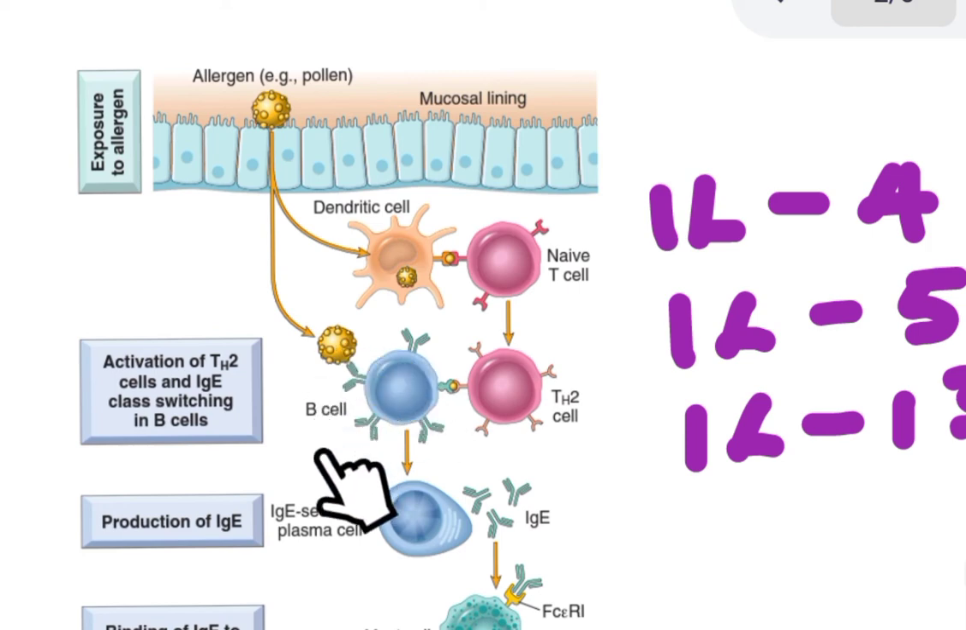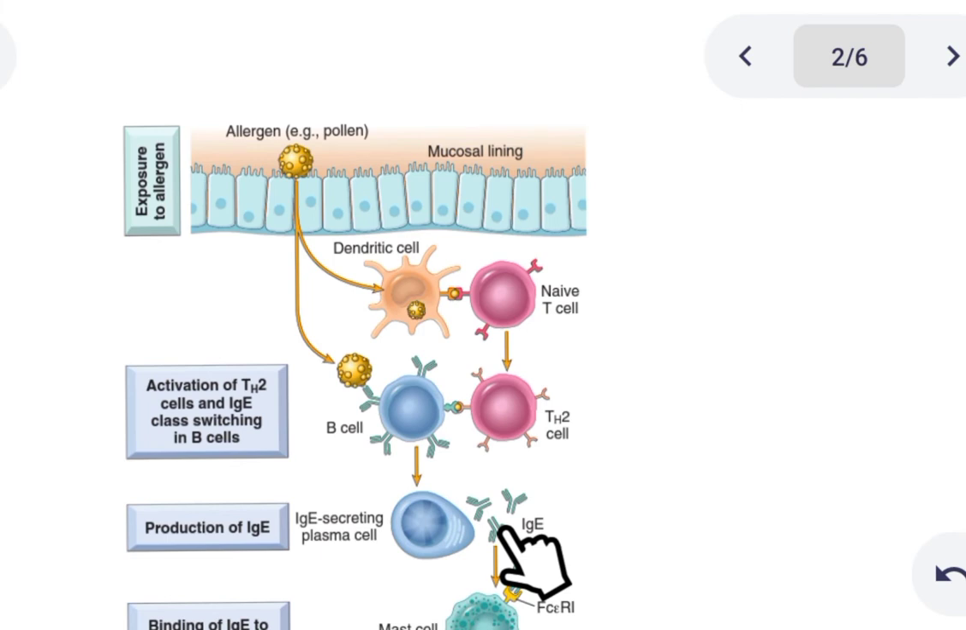We know that B cells have got IgM and IgD on their surface membrane, which act as receptors. Therefore, for B cells to change from IgM or IgD to other antibodies, they need to undergo a process called heavy chain class switching, where the heavy chain changes. For IgM, the heavy chain is mu. For IgD, the heavy chain is delta. For IgE, the heavy chain is epsilon.